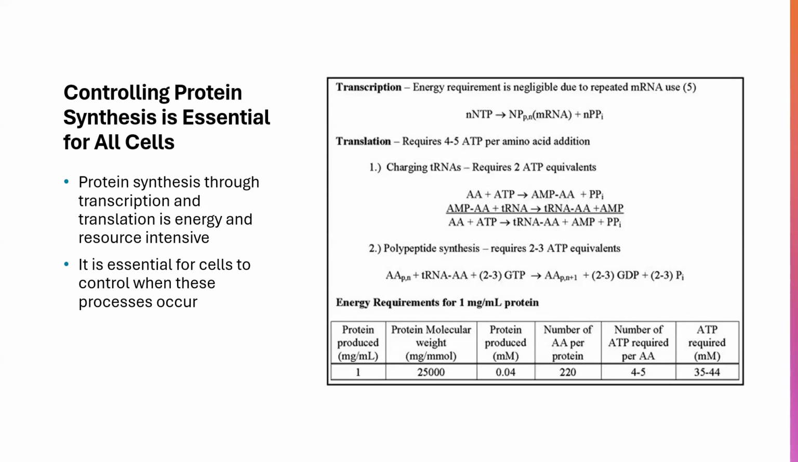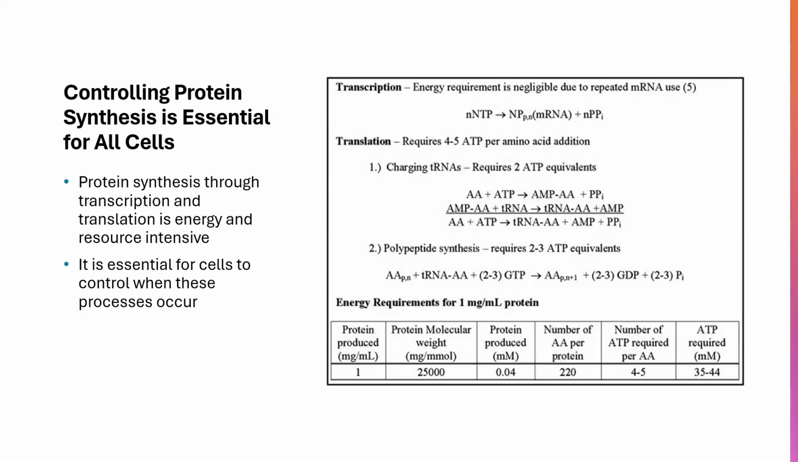So to charge a tRNA, so charging the tRNA is the process of adding an amino acid to a tRNA. The charging process takes approximately 2 ATP. And then when you add a new amino acid to your protein chain, that takes another 2 to 3 ATP. So on average, making each individual amino acid in the protein chain is going to cost somewhere between 4 and 5 ATP. And so that energy could be used somewhere else.